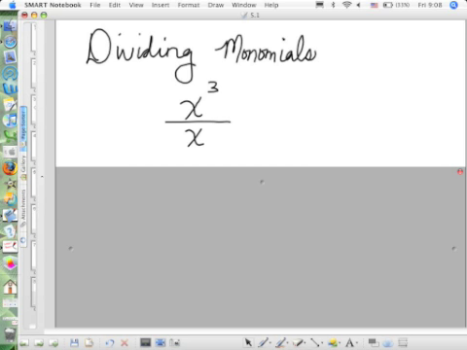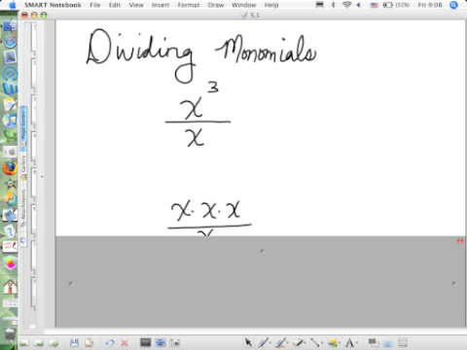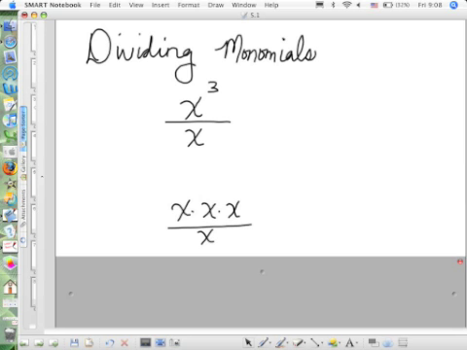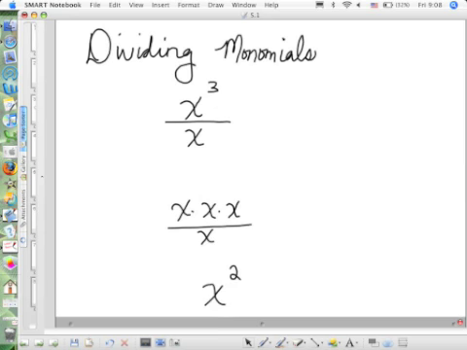Dividing monomials. When we multiplied, we added the exponents. When we divide, we're going to subtract the exponents. Because what we're dealing with here is that you have 3 x's in the numerator being multiplied and 1 in the denominator. Well, 3 minus 1 leaves me with 2, correct?